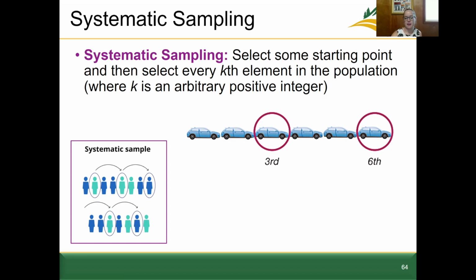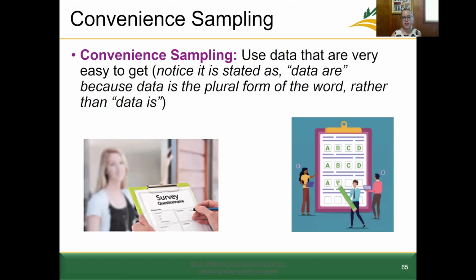So that's systematic sampling. Okay, we also have convenient sampling. This is using data that are very easy to get. Notice it's stated as data are very easy to get, because remember that data is the plural form of the word datum. Convenience is what it sounds like. It's using data that are very easy to get a hold of.